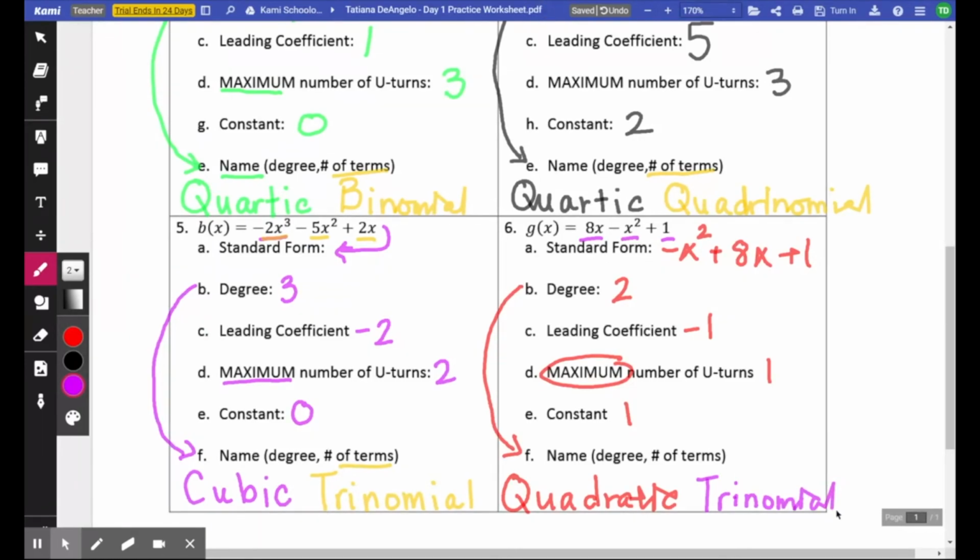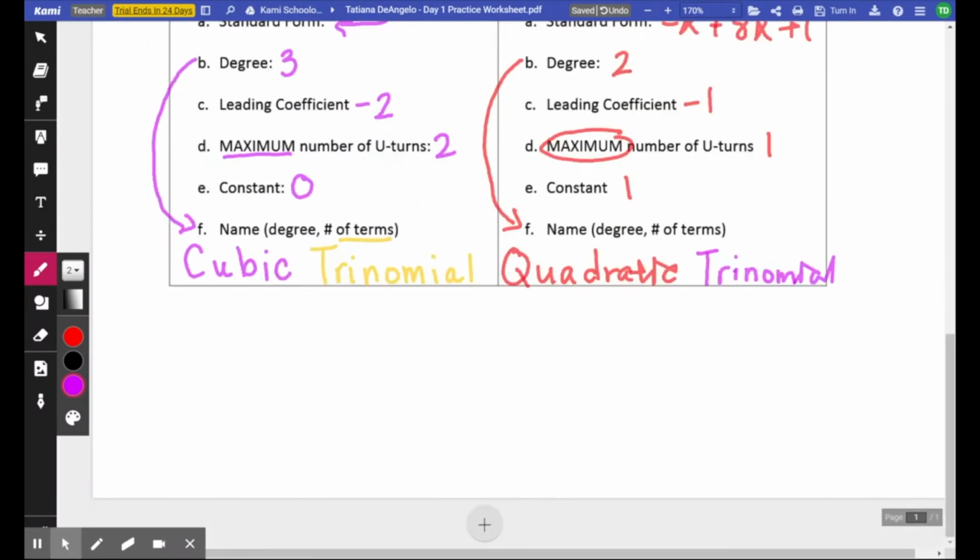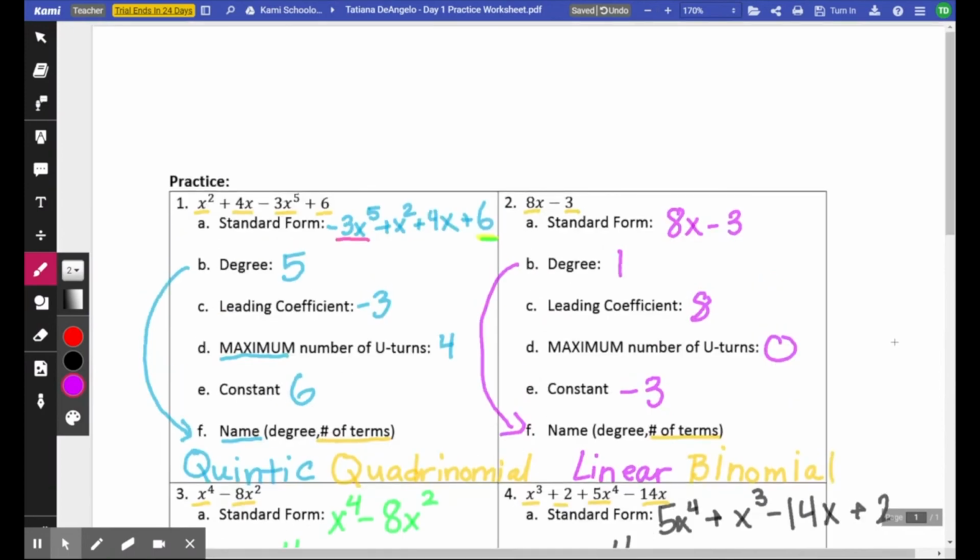All right, so that is the worksheet. So make sure that you are studying standard form, degree, leading coefficient, maximum number of u-turns, constant, and how do you tell the name by both the degree and the number of terms that it has.